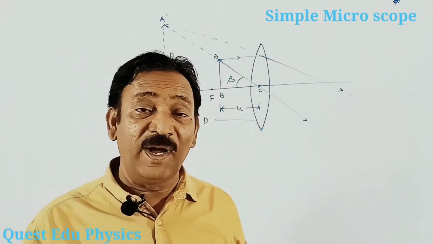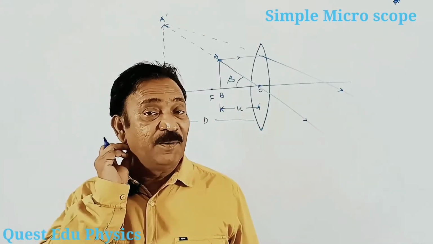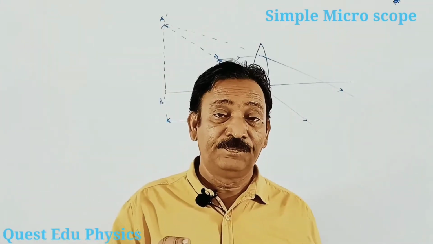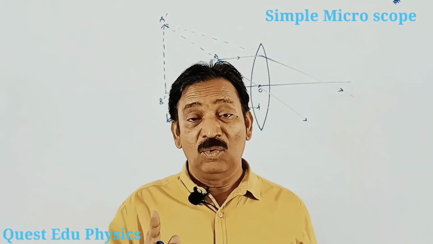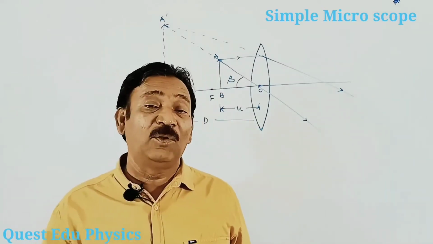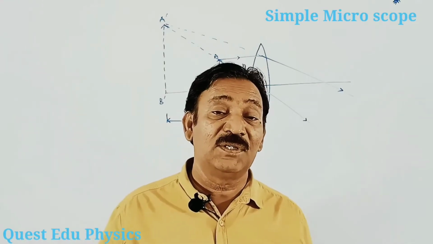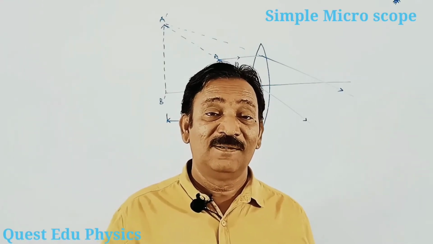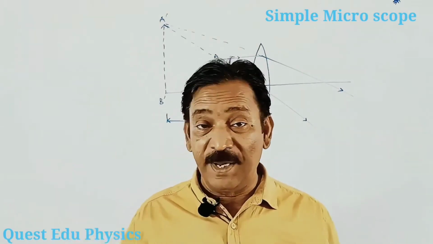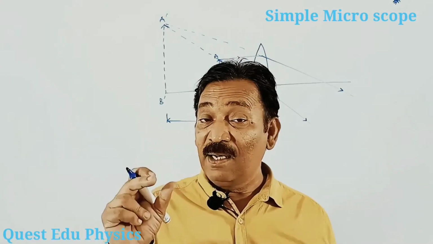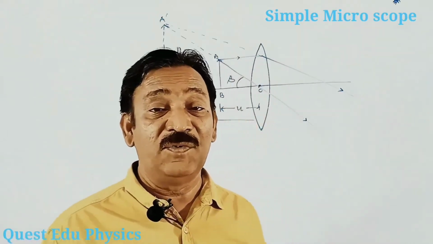Magnifying power of a lens can be defined like this, students. It is the ratio of the angle subtended by the image to the angle subtended by the object when the object is kept at the least distance of distinct vision. Okay students, here we can define it like this.